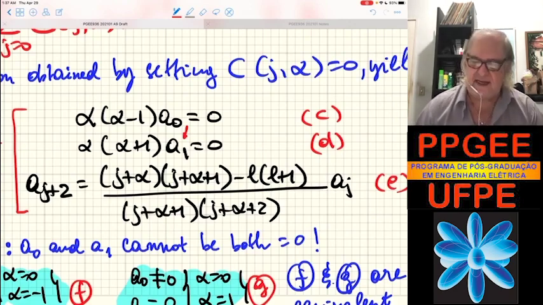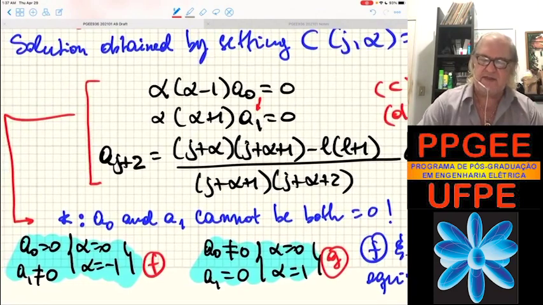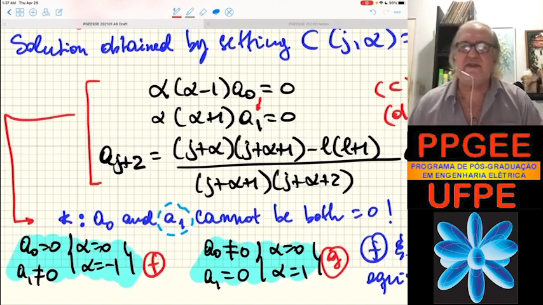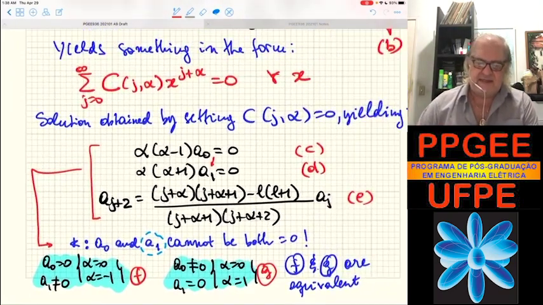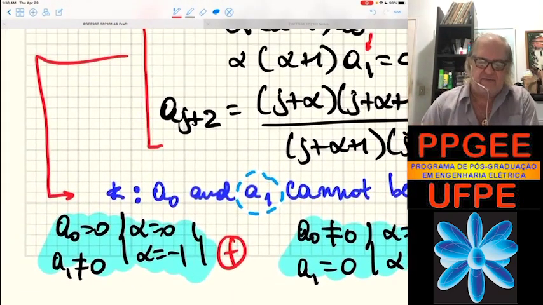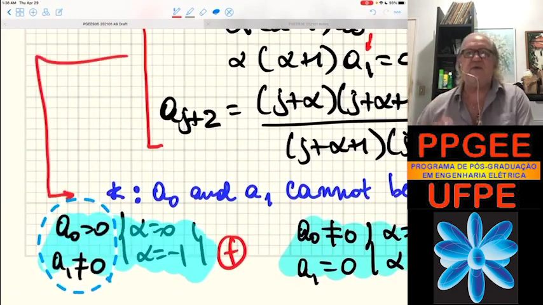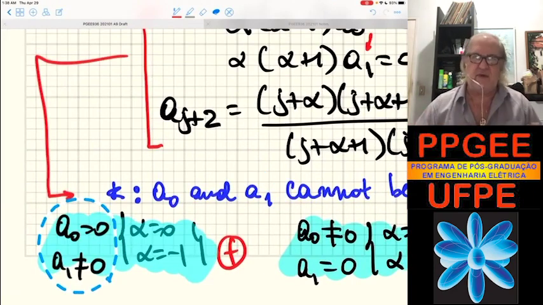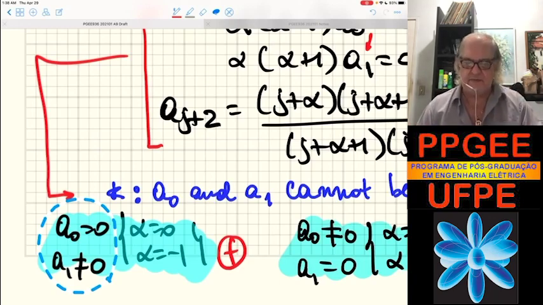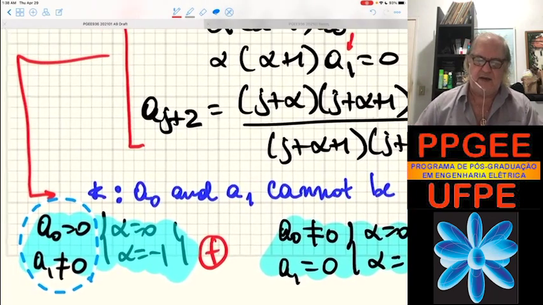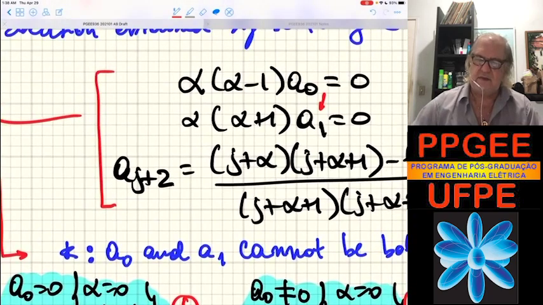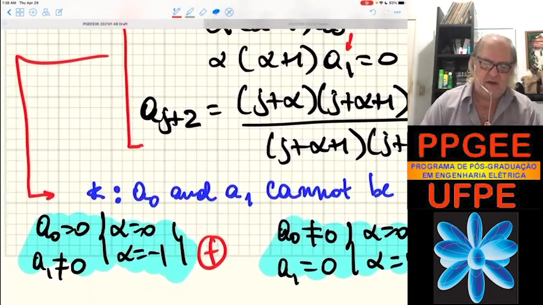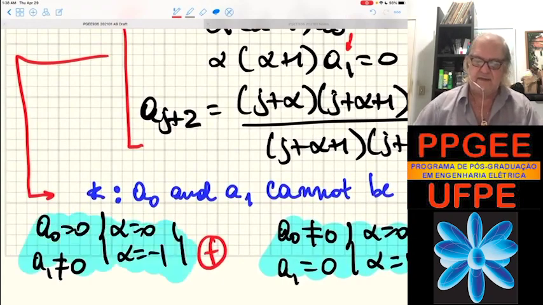Also, because of this, we cannot have both coefficients equal 0. If we do that, we don't have any solution. The solution is the trivial solution. If we play around with this, you can have one possibility, A0 equals 0, A1 not 0. You cannot have both of them be zero. Okay, suppose one of them is 0. So, for instance, look at this one. If A0 equals 0, and if A1 is not 0, right?